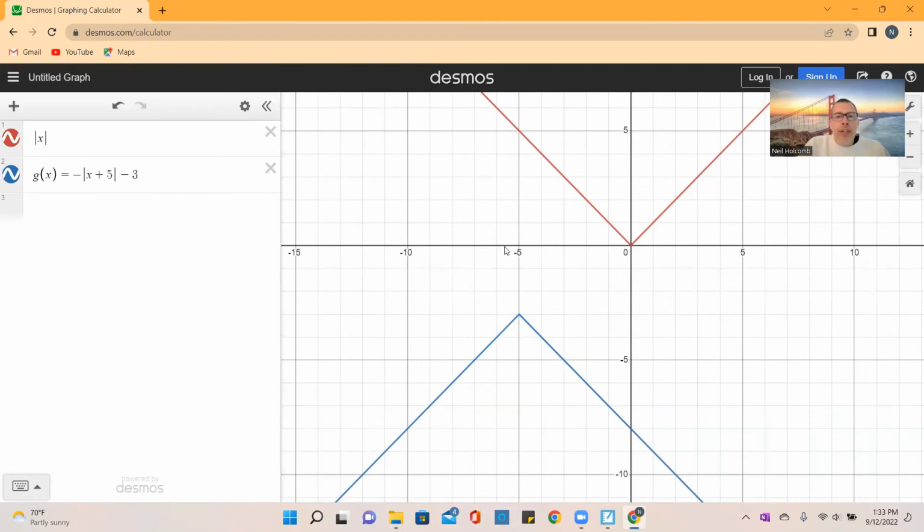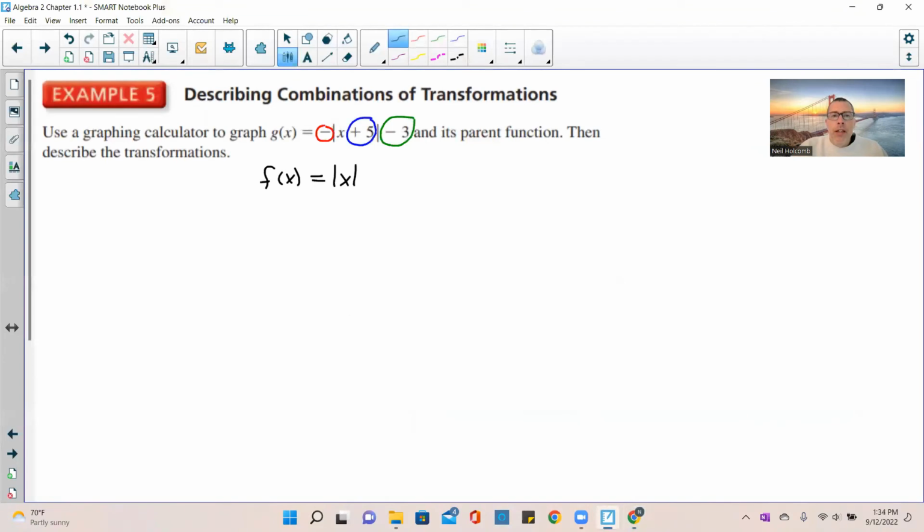The plus 5 shifted it left 5. So let me explain that. This plus 5 right here, when it's inside your absolute value brackets or inside your operation, you go the opposite direction. So a plus 5 inside is actually moving it left 5. The minus sign flipped it. So minus flips, plus 5 moved it left 5, and then minus 3 outside is down 3. So those are the transformations that occurred.